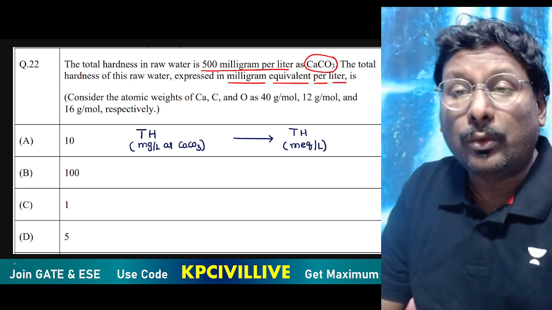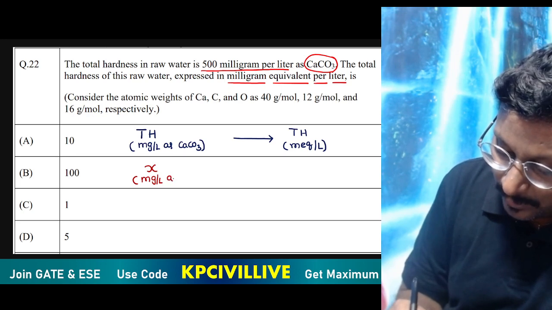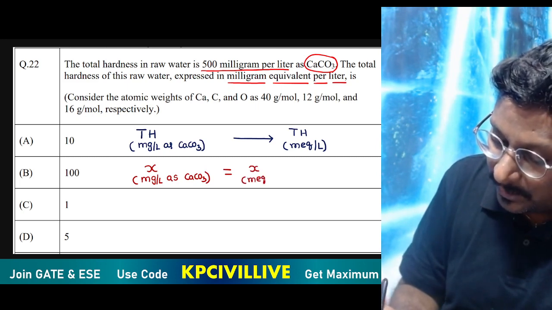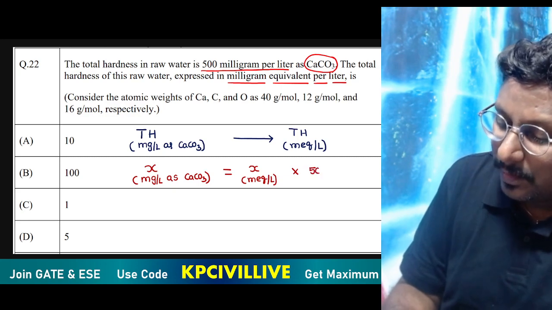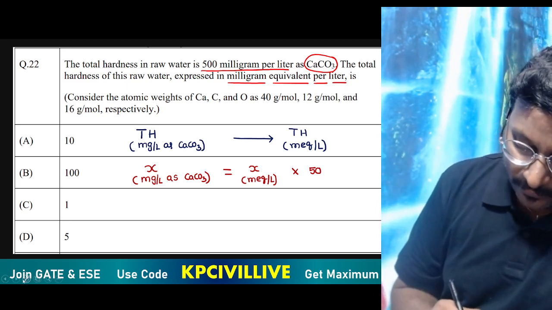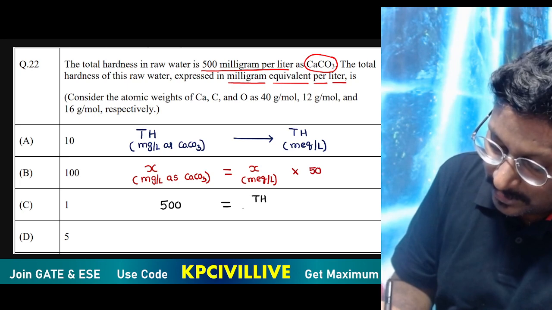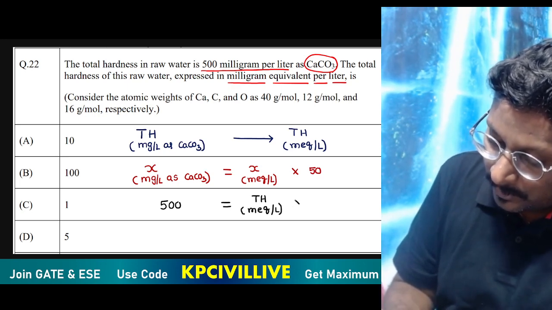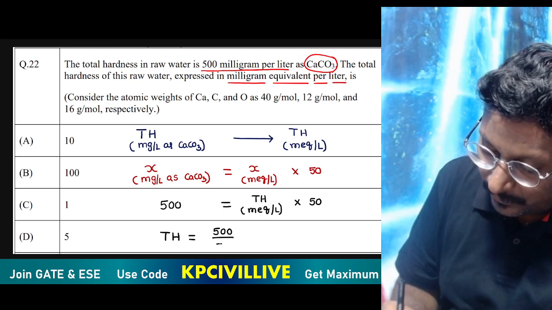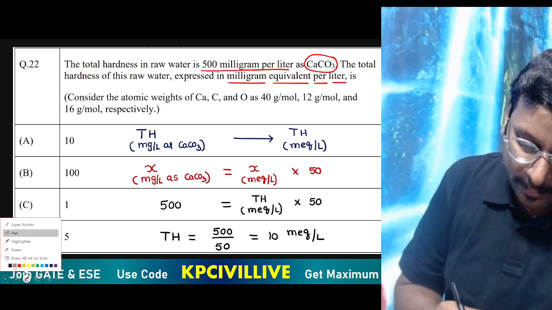The students who attended my courses know very well, I used to give a shortcut formula. X in mg per liter as CaCO3 equals X in milli equivalent per liter into equivalent weight of CaCO3, 50. Direct, straight away question. This is given, 500, and total hardness in meq per liter is required. So simple, no? Total hardness in meq per liter is equal to 500 by 50. Answer is 10 milli equivalent per liter.